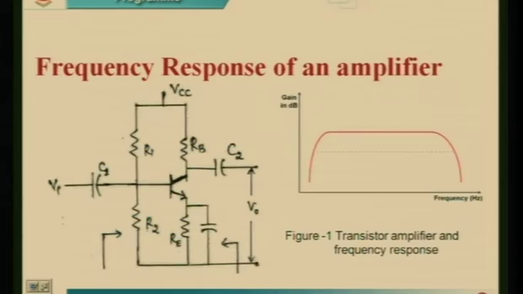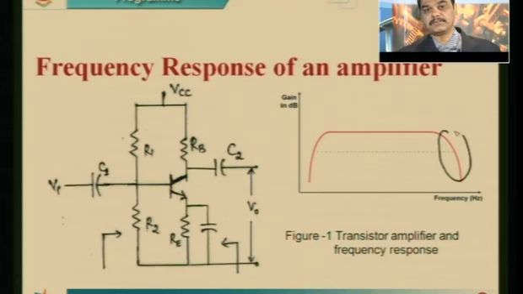The frequency response of an amplifier is as shown in figure 1. That amplifier circuit is a voltage divider common emitter amplifier, and the corresponding frequency response is as shown in the figure. If you observe the frequency response of an amplifier, the gain of the amplifier varies as the frequency varies. At low frequencies, the gain of the amplifier decreases as the frequency decreases.